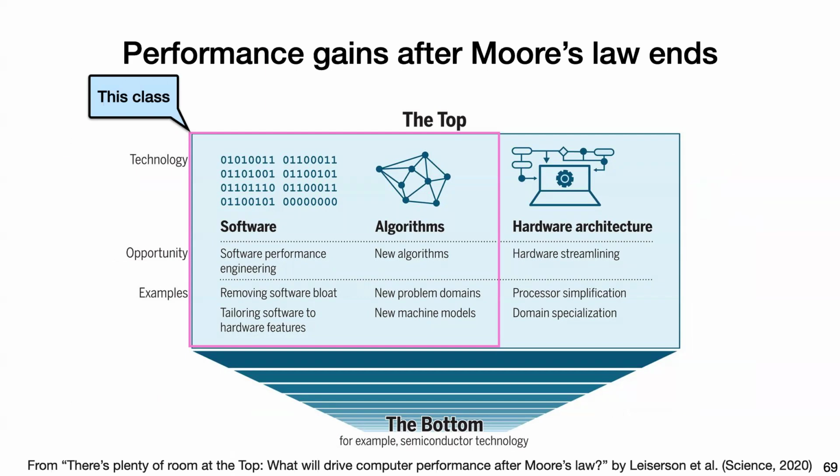It talks about, in this era of the end of general hardware scaling, what should we be doing? So they talk about 3 directions. One is software, one is algorithms, and the last one is hardware architecture. By hardware it means specialized processors, so simplifying processors and also domain specialization, like building specialized ASICs for your application.